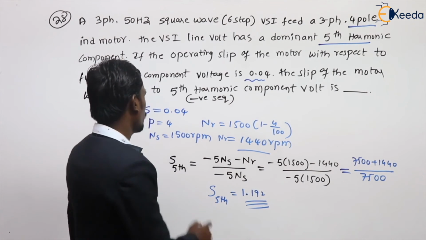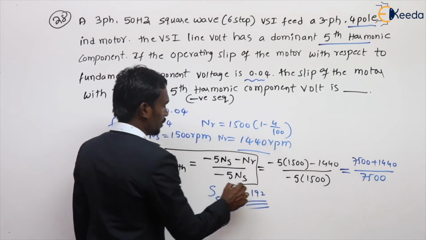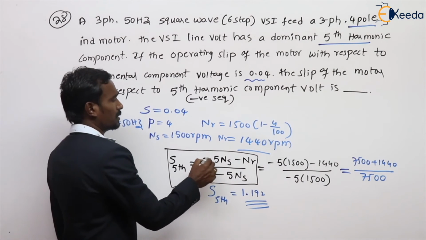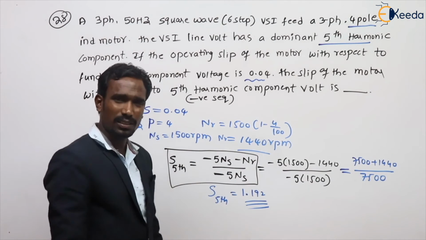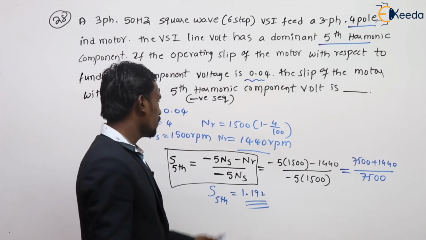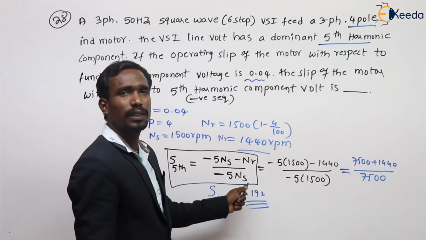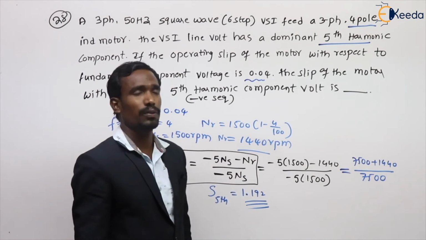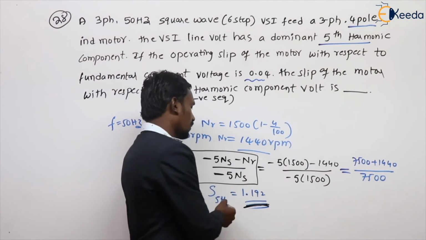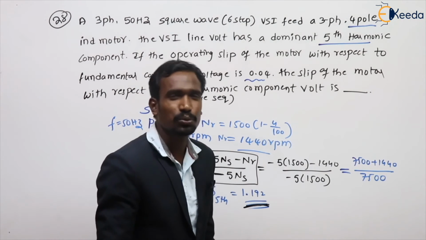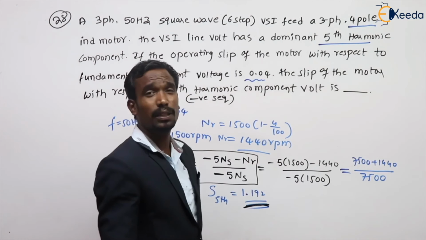This is very simple. You should remember this formula. This minus is due to negative sequence. That's simple, right? Minus 5 into Ns. This is due to negative sequence. And the slip for our answer is 1.192. This is very simple but a different problem.